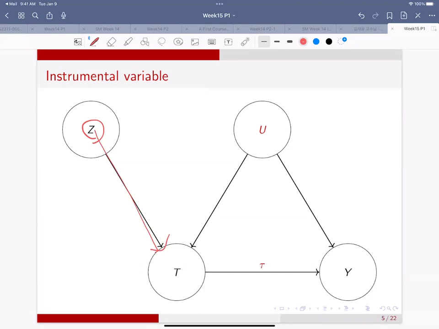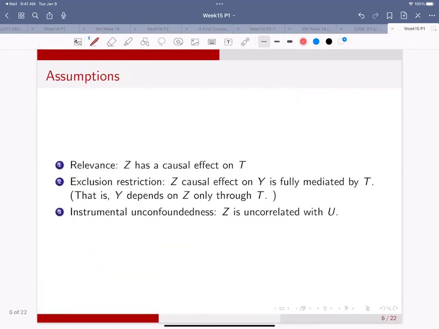Basically it's all about the relationship between the three variables. The relationship from Z to T has a direct effect. The relationship from Z to Y has a dependence only through T. So there's no direct line, but Z and Y are correlated because of the relationship between Z and T and T and Y. That is called the exclusion restriction.